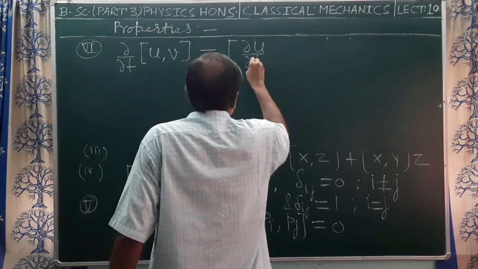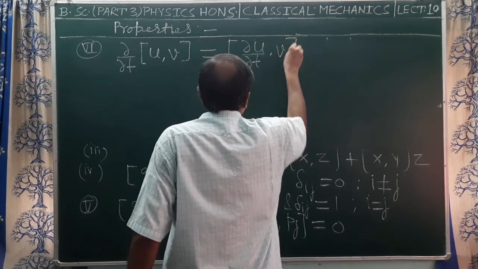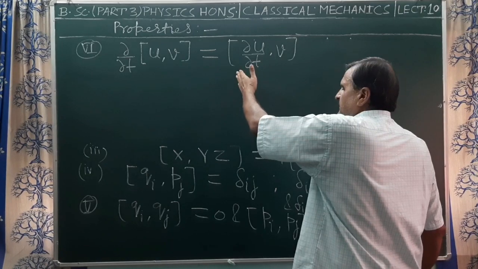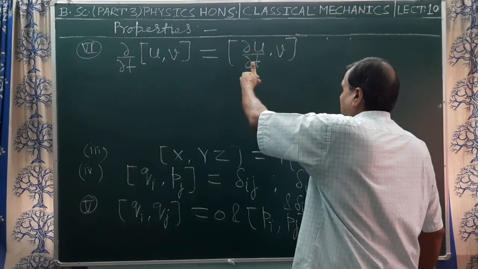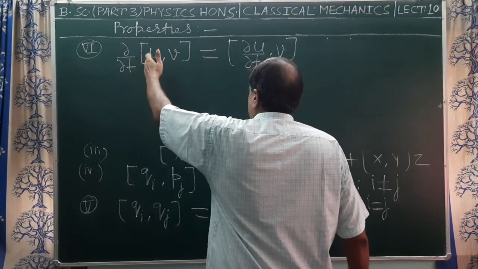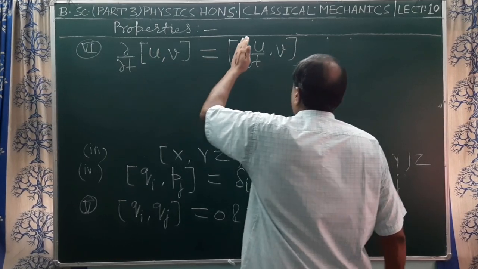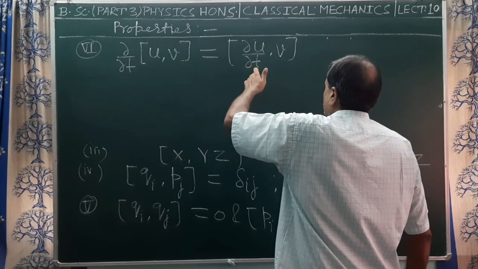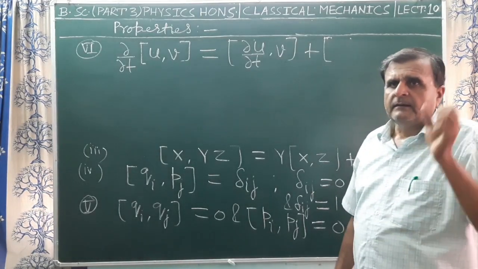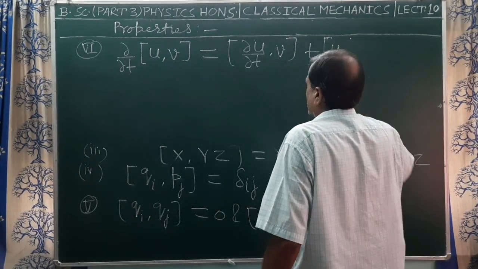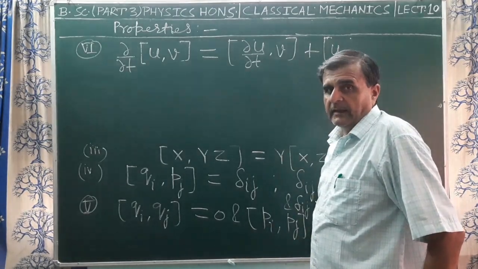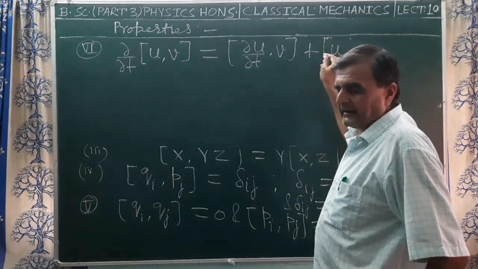del u upon del t, keeping the second variable v constant. So under the square bracket, in the first term of the parenthesis, del upon del t of the square bracket u and v equals under bracket del u upon del t, keeping v constant, so comma v, plus now in the second term, u, that is the first variable, now remains constant. Taking the first variable u as constant in the second square bracket.